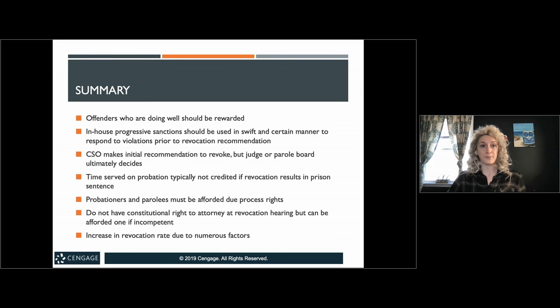Probationers and parolees must also be afforded due process rights in a revocation hearing. However, they do not have a constitutional right to an attorney at that revocation hearing. However, they can be afforded one if it's deemed that they're incompetent and they cannot represent themselves. And finally, there is an increase in revocation rates due to numerous factors that we covered on the previous slide.